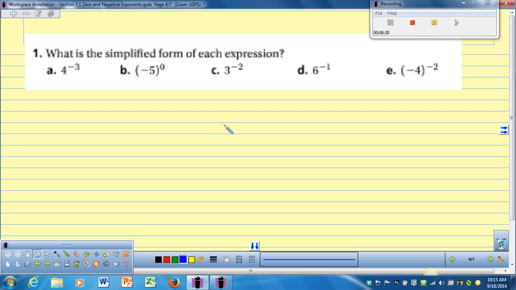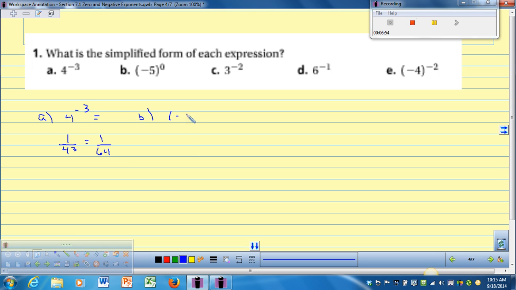All right, so now we're going to do all of these. What is the simplified form of each expression? So how do I rewrite 4 to the negative 3? Connor, how do I write that? 1 over 4 to the third. 1 over 4 to the third, which is 1 over 64. Good.